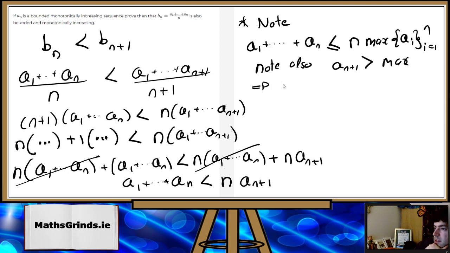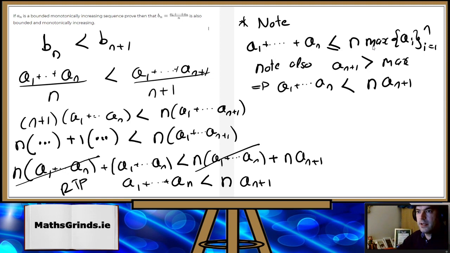So then that means that the thing we tried to prove here, it's kind of obviously true, that a1 all the way up to an is less than n times an plus 1, because an plus 1 is more than the max, and we have this fairly obvious result that a1 to an will be less than or equal to n times the max. So we've established that it is monotonically increasing, but now we need to show that it's bounded.